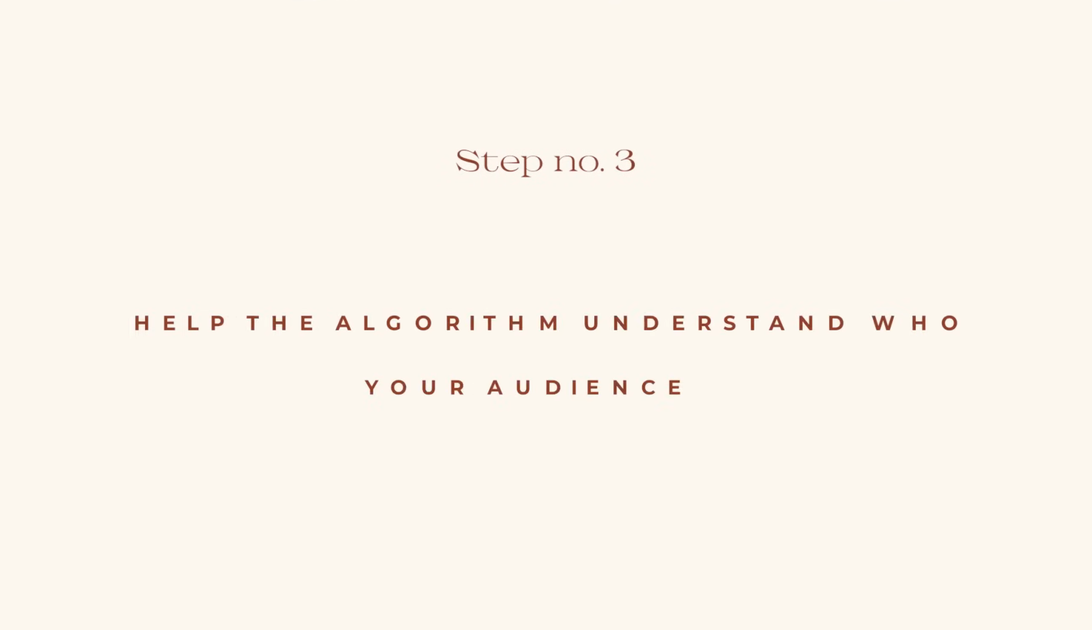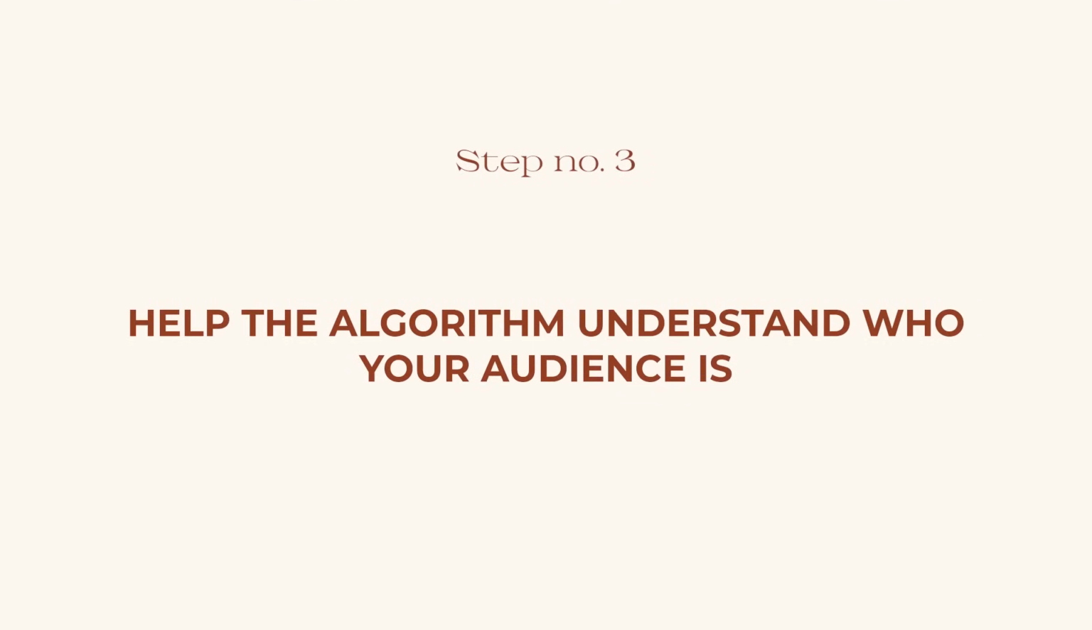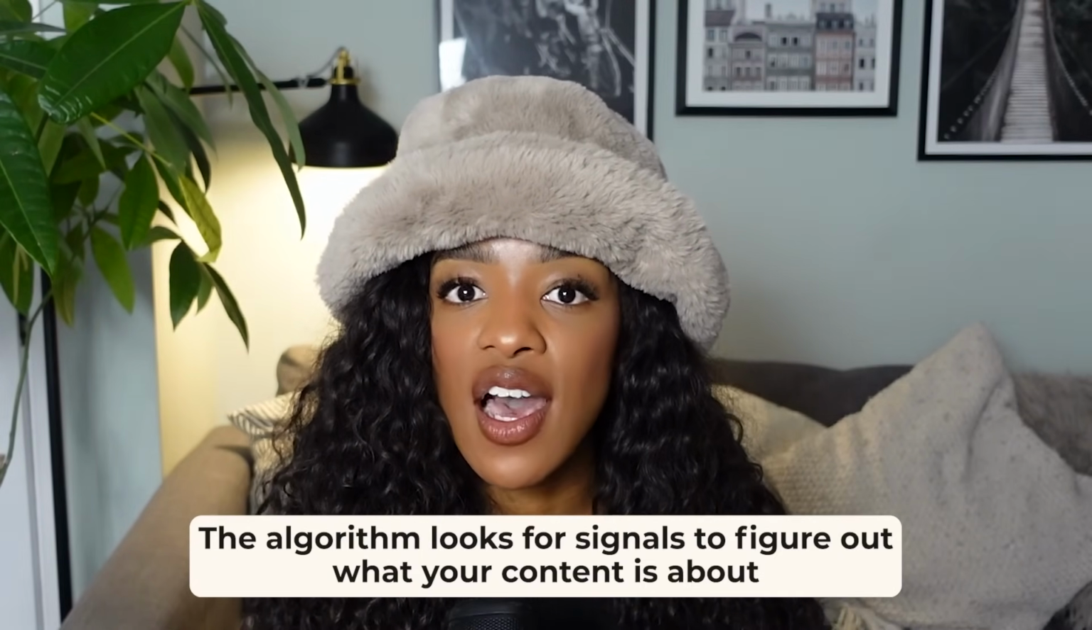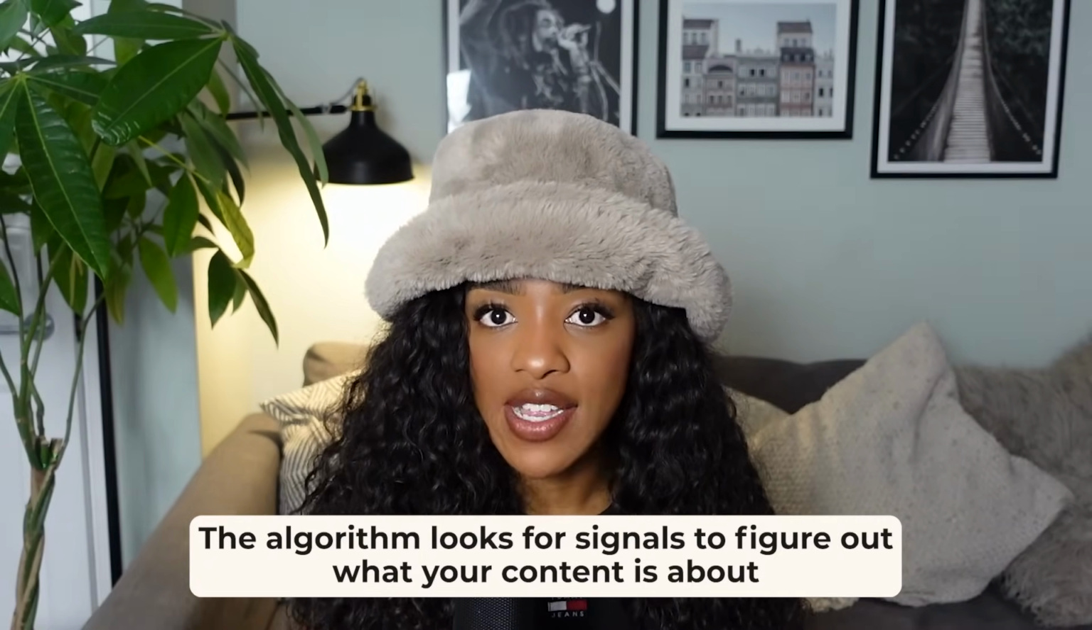All right, guys. So the next step that I want you to follow in order to reach your desired audience is to send signals to whatever social media platform you're on so that they understand who your audience is. Let me just explain this because you're probably like, what on earth are you talking about? But essentially, every single social media platform has an algorithm, right? Instagram has one, TikTok has one, Pinterest has one, YouTube has one, they all have one. And how the algorithms work is that they look for signals that the creator will send them to figure out what the creator's content is about.